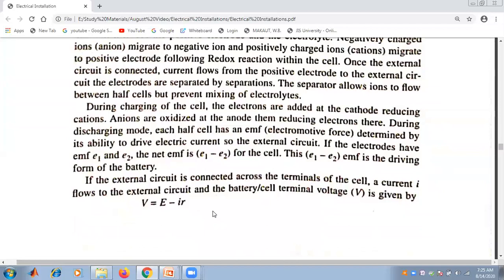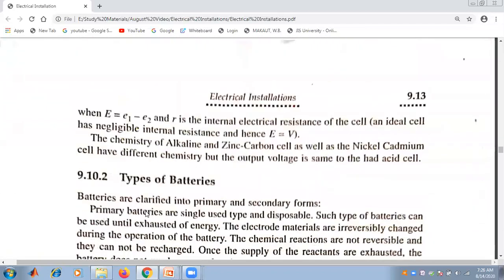So if the external circuit is connected across the terminals of the cell, a current I flows through the external circuit, and the battery or cell terminal voltage V becomes V equal to E minus IR, where E is, as we have seen in our discussion, the difference E1 minus E2, and R is the internal electrical resistance of the cell.